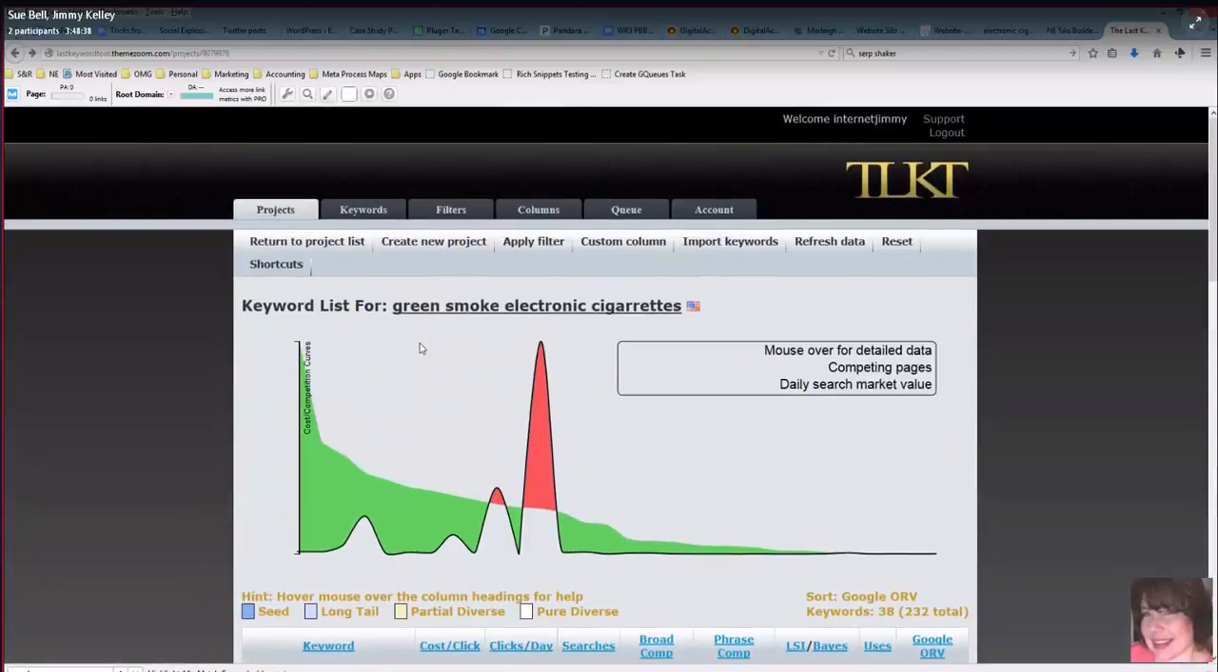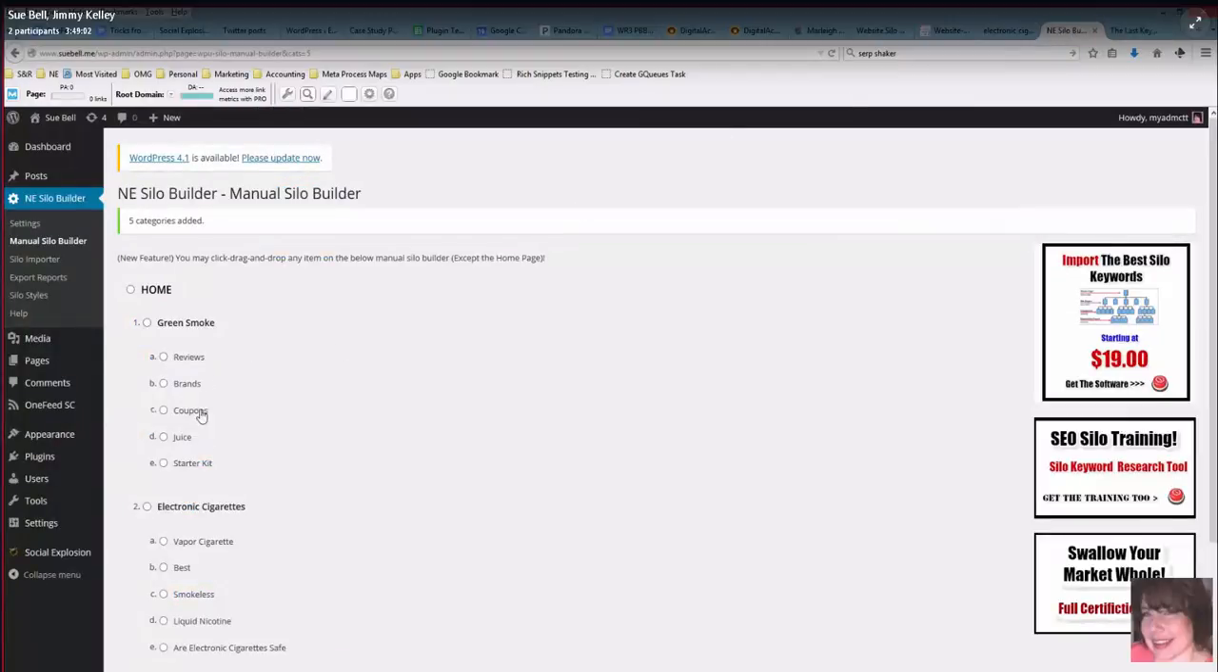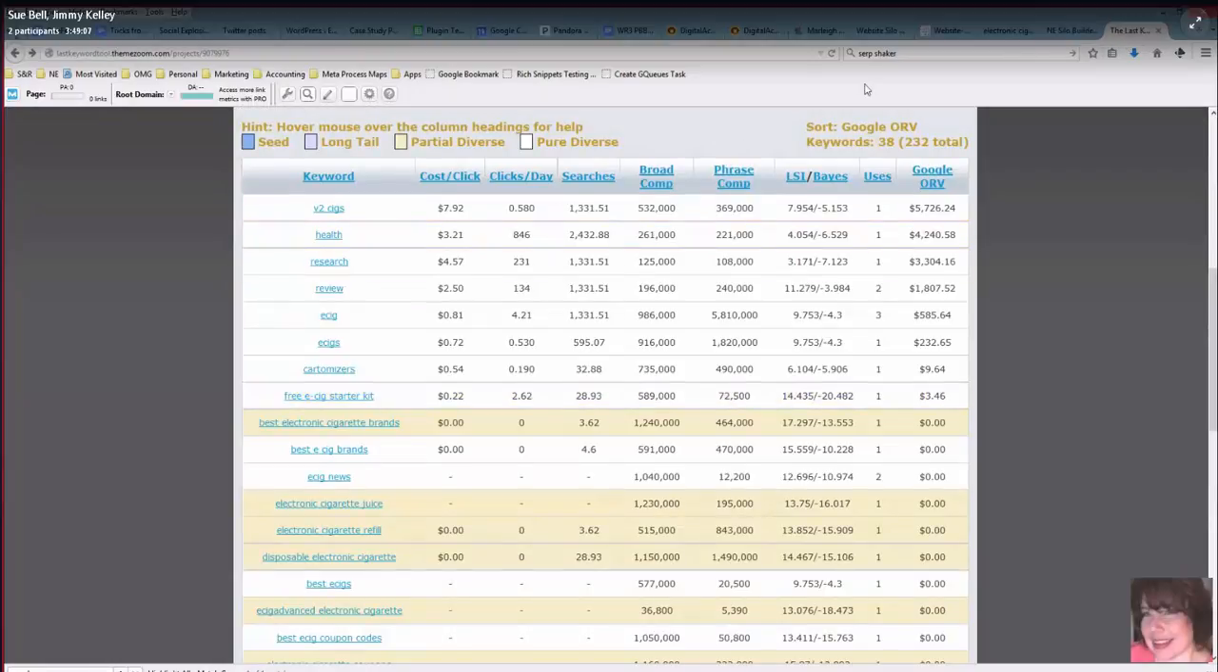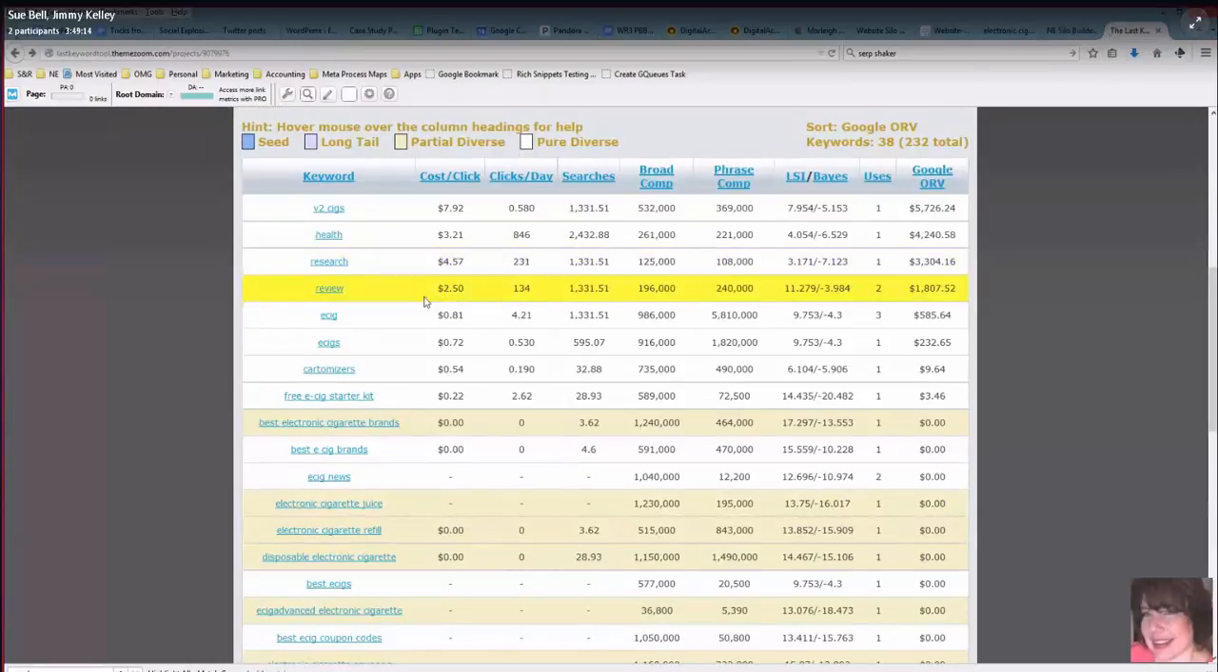So if I'm here in green smoke, one of the things that I want to look for are concepts that are going to support the idea of that affiliate product, right? What we'd picked out here were reviews, brands, coupons, juice, and starter kit, which is great. All of those concepts support green smoke. But when I look at it this way, I can see review comes pretty much right up to the top.